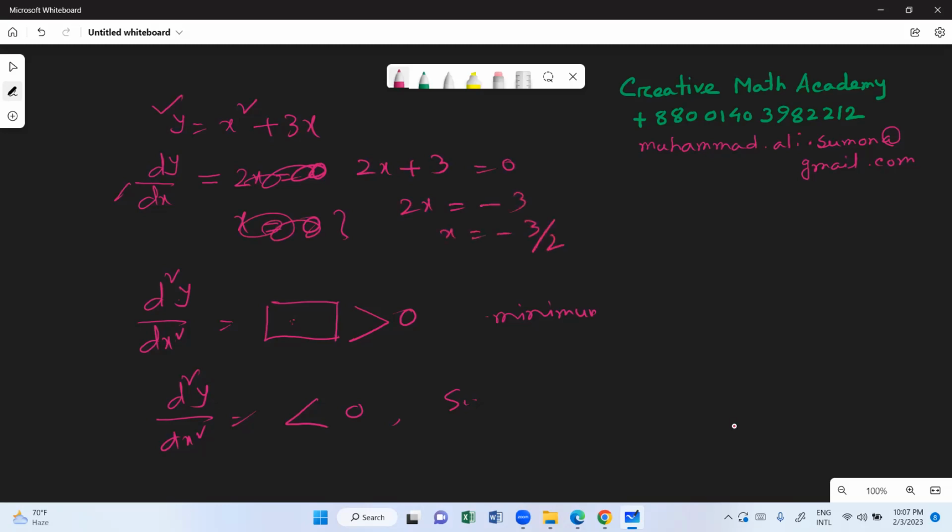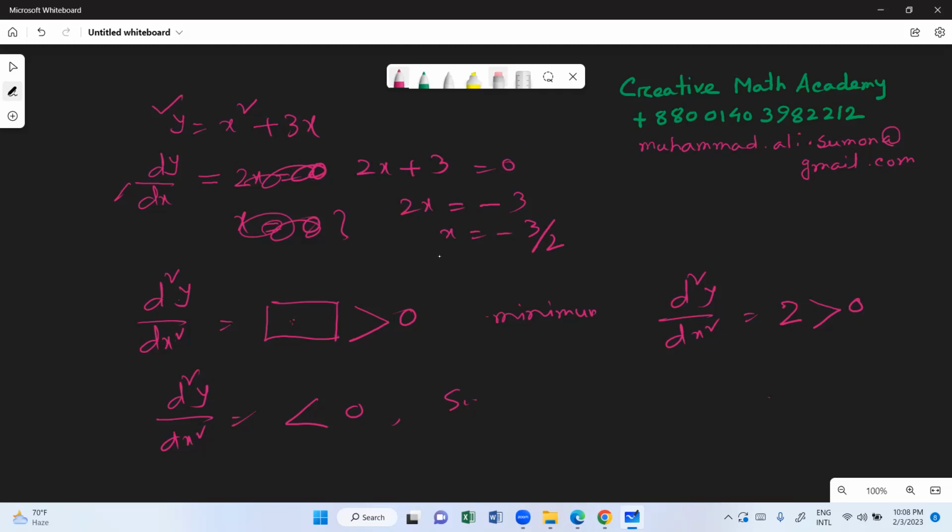Again, we have to differentiate dy by dx. That means we get d square y by dx square. So what do we get here? We get 2. We don't need to put the x value here because we already have the d square y by dx square value, 2. This is positive, so the stationary point will be a minimum. If we get a negative value, then the stationary point will be a maximum.